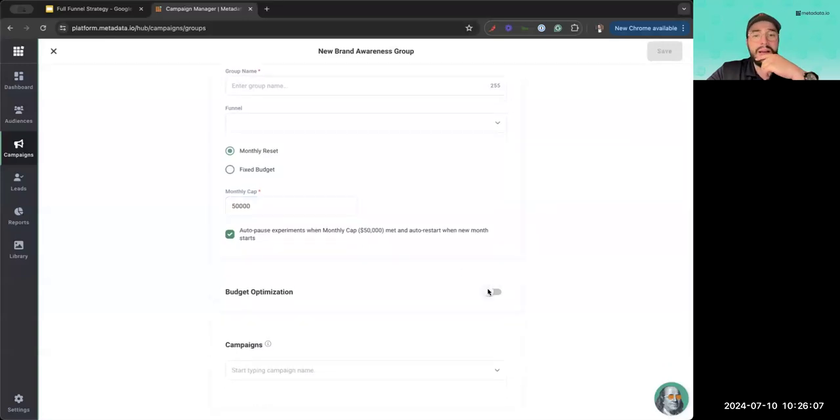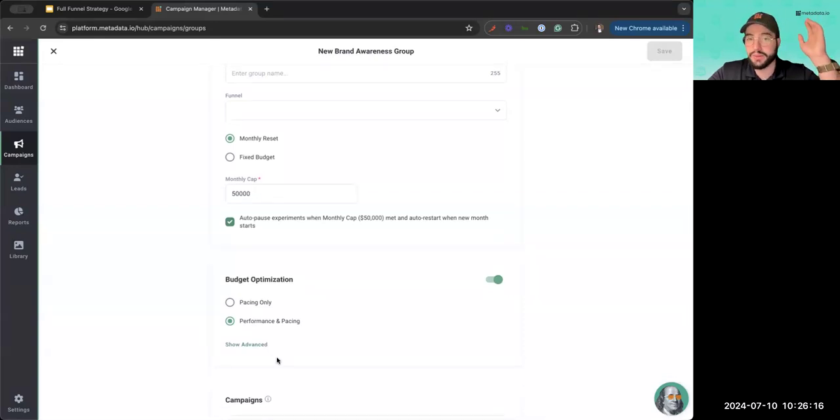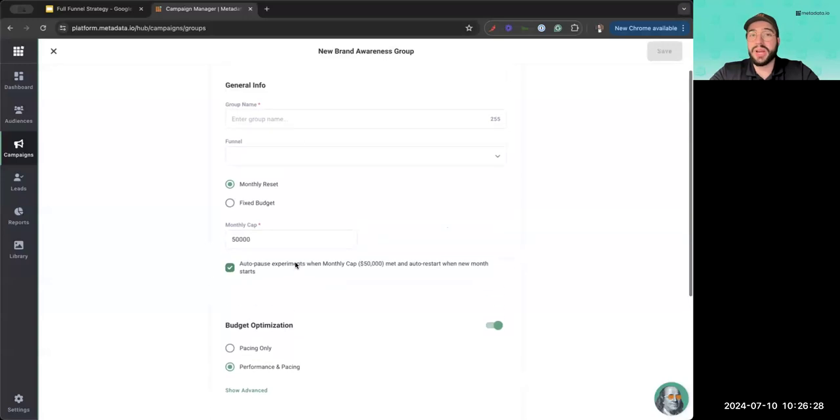From there, I'm going to select the budget optimizer and set it for performance and pacing so that I can do the 9 million other things on my plate. What this does is essentially shift and get the best cost efficiencies for everything that falls into this brand awareness bucket. So we'll say that this is top of funnel.